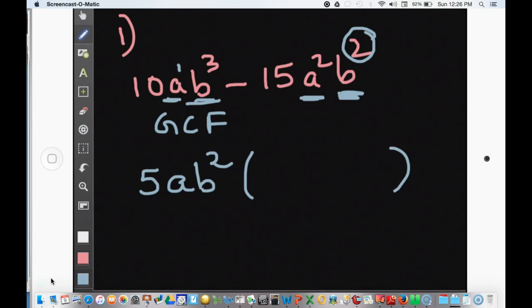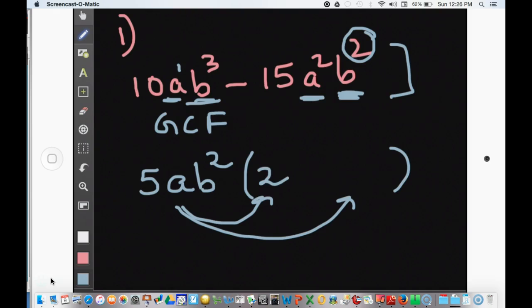I'm going to draw my parentheses, and my key is to figure out what I multiply 5ab squared by to get my original problem. And 5 times 2 will give us 10. A times 1 will leave us a, and b squared times b will give us b cubed. Now, in order to get a negative 15, we're going to have to multiply 5 times negative 3. To get an a squared, we're going to have to multiply a times a, and we already have a b squared. So again, you can just do a quick distributive property to check that you have the correct answer.